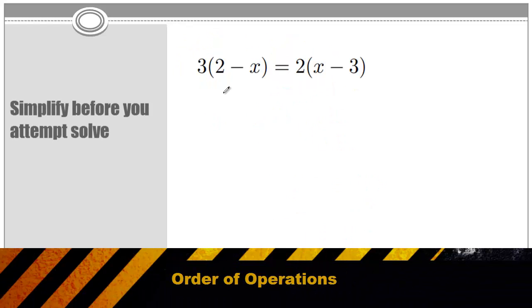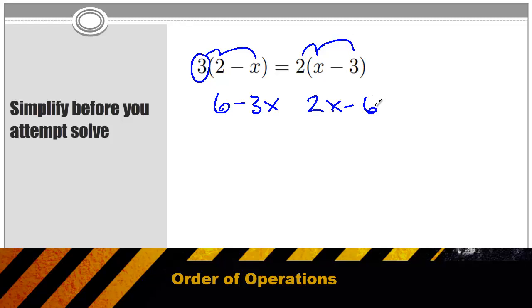In this equation, I'm going to have to simplify the expression on either side before I can begin solving the equation. So I'm going to distribute my 3 across the first parentheses, and I get 6 minus 3x. On the other side, I distribute the 2 across that parentheses, so I get 2 times x and 2 times a negative 3, or 2x minus 6. So my new equation is 6 minus 3x is equal to 2x minus 6.